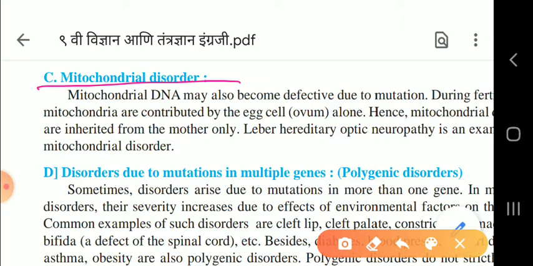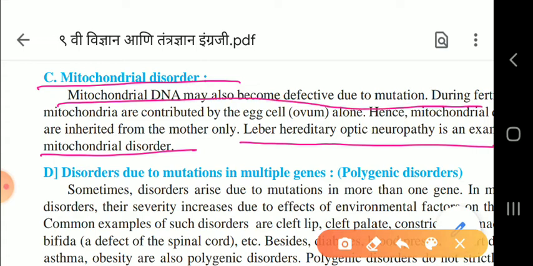Leber hereditary optic neuropathy is an example of mitochondrial disorder. So this point you have to underline, children. It is important point. Here this point also underline.